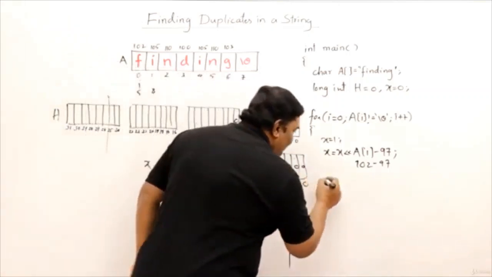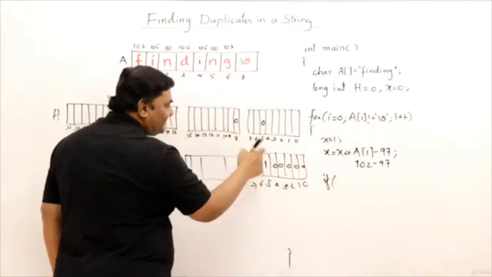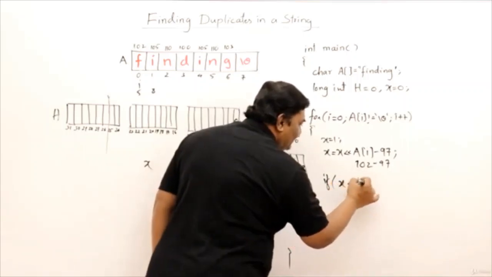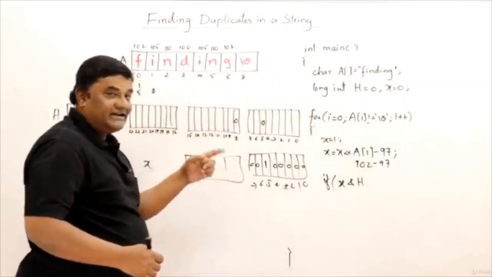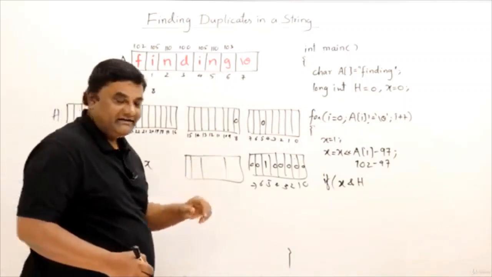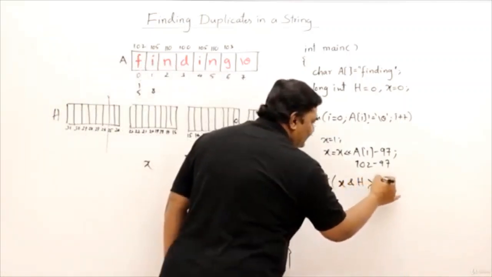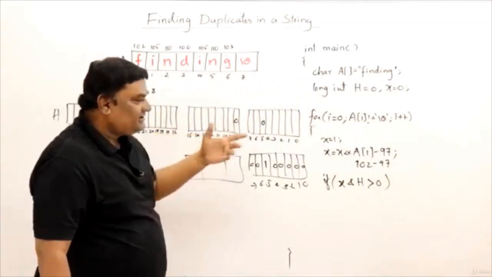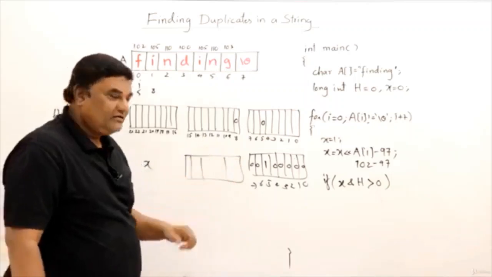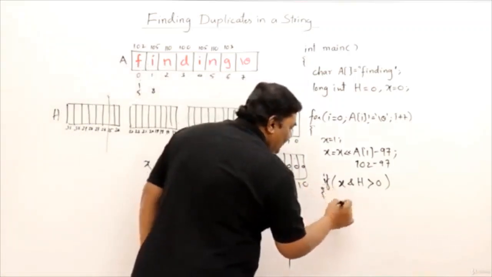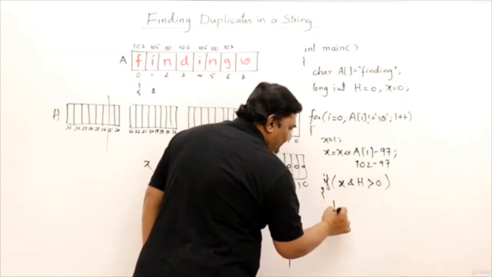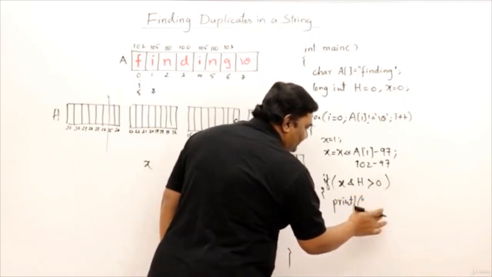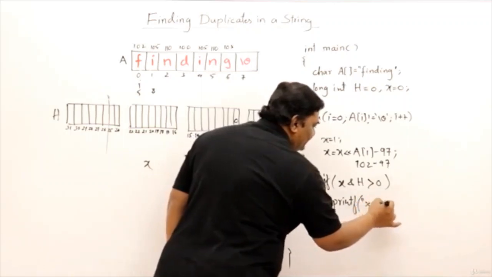So I will check here. How to check whether this is on or not? By masking, x and h. If the result of ANDing x and h is greater than 0, we got some non-zero value. If that bit is off we get 0, and if it is on we get a non-zero value. If it is so, then print that so-and-so letter is duplicate: printf percent c is duplicate.